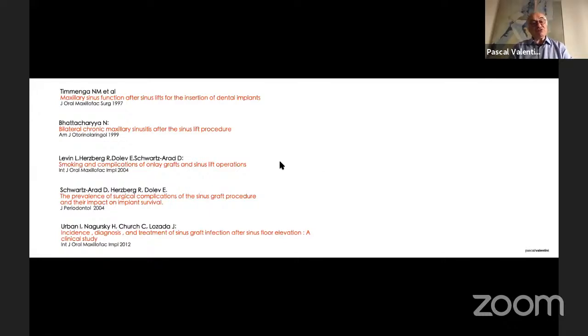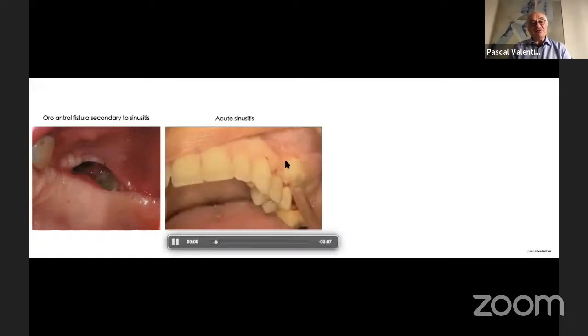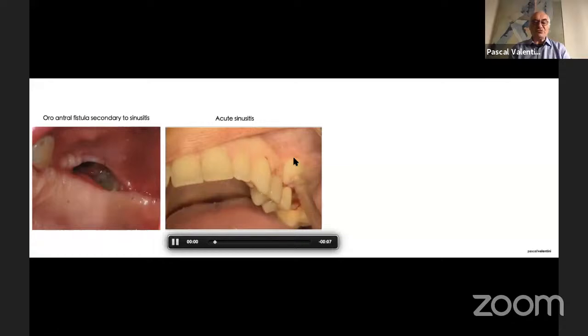According to the literature, postoperative complications represent about 3 to 5% of the cases. Of course, it's not a lot, but sometimes those complications could be very serious. For example, here, this is a patient who presented a very huge oroantral fistula secondary to sinusitis. Another one, this is an acute sinusitis, which occurred around 1 month after the surgery.